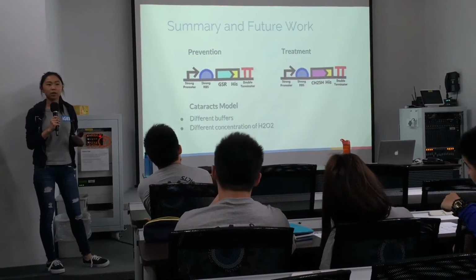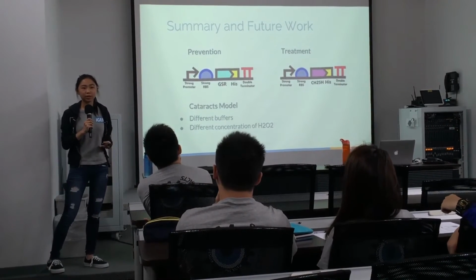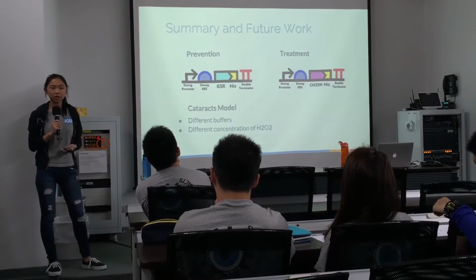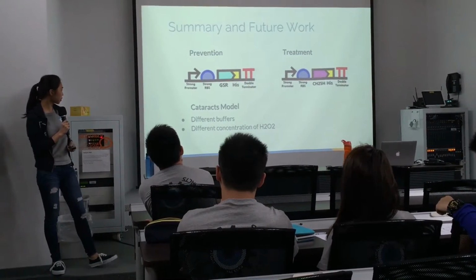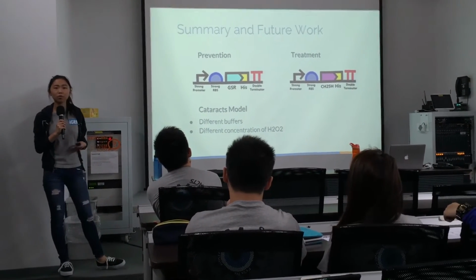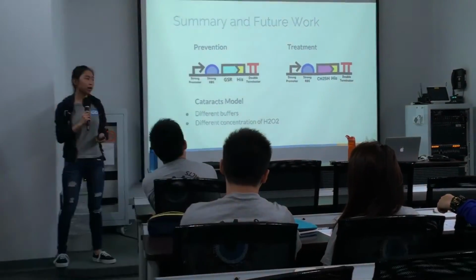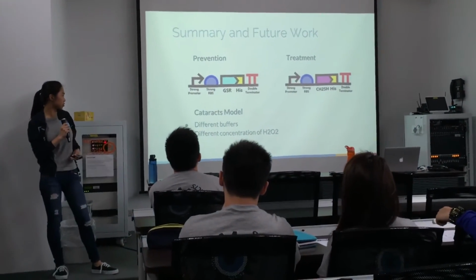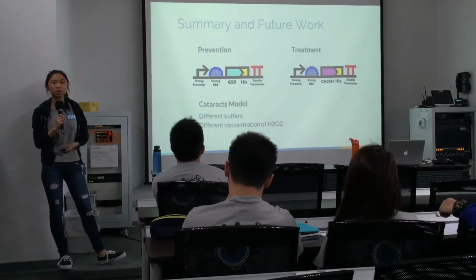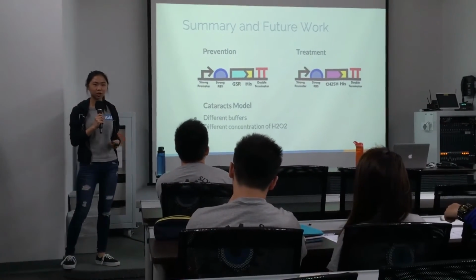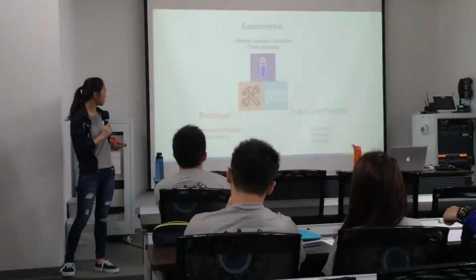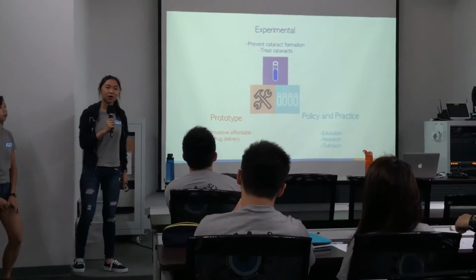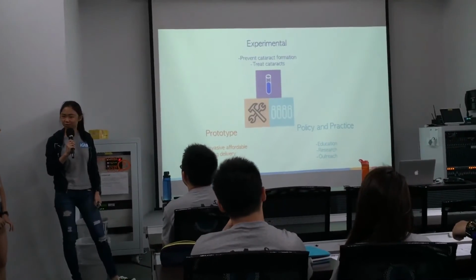In the cataracts model, we simulated an environment that is similar to cataract lens in order to test our prevention and treatment construct. We concluded that from now on, we will focus on the nuclear protein, and we also need to try different buffers for controls and run more trials to determine the optimal concentration for hydrogen peroxide. So that concludes the experiment part of our project, and I will now pass on to Pedro.